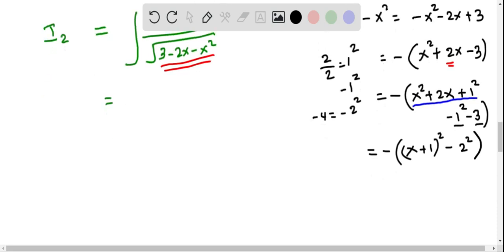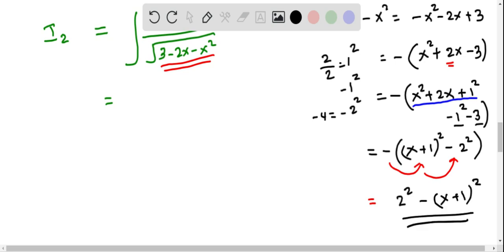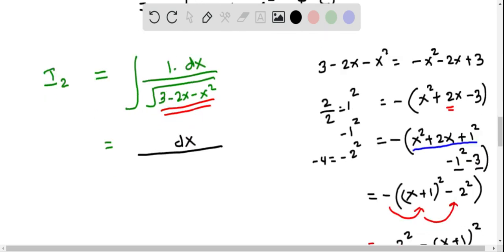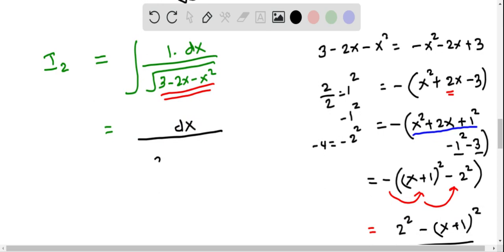Now I multiply by this negative 1 which we have in front. That is basically I distribute this negative 1 to these two terms. So when I do that, this negative 2 squared will become positive 2 squared. So therefore this becomes 2 squared minus x plus 1 quantity squared. I'm going to replace that over here. So I will have dx over the square root of 2 squared minus x plus 1 quantity squared.